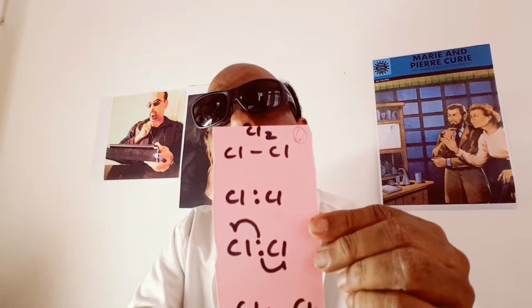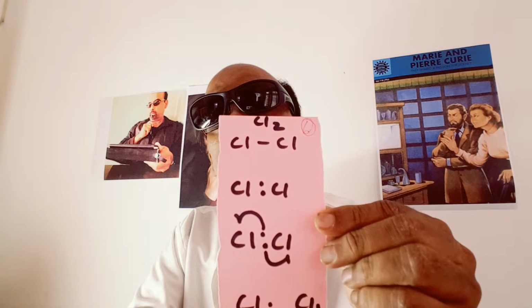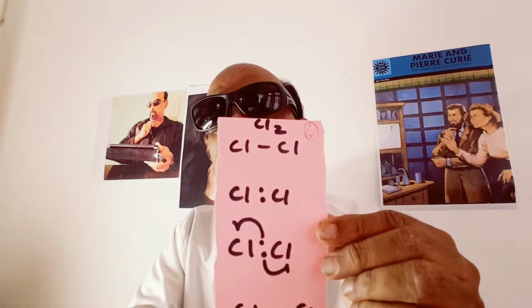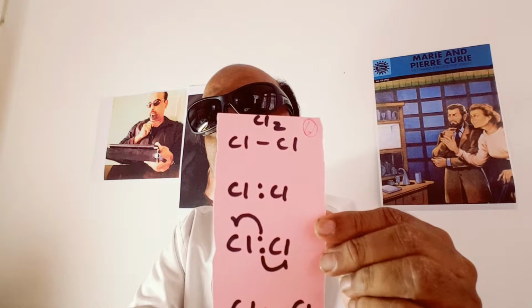Chlorine has the formula Cl2. It is made up of two atoms of chlorine covalently bonded together. The horizontal line represents 2 electrons.